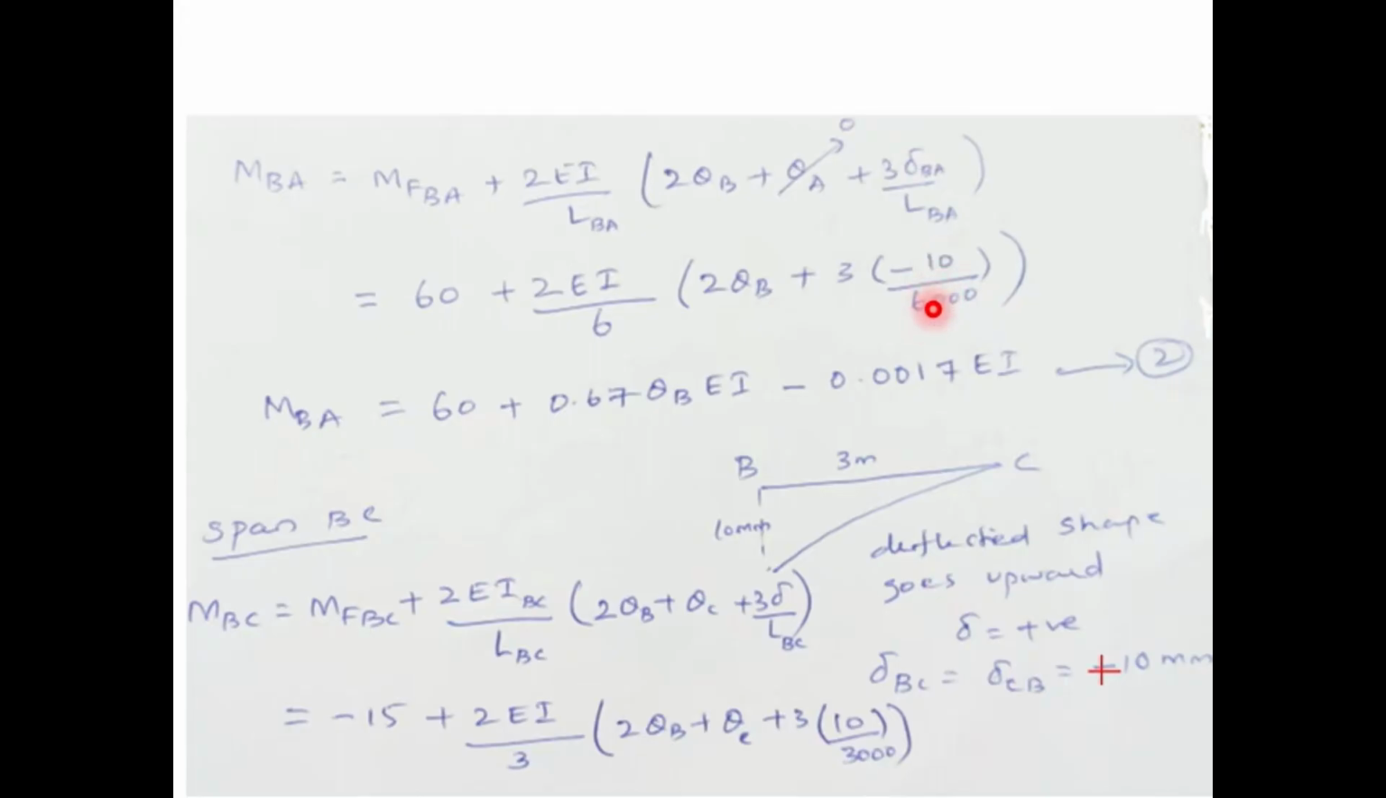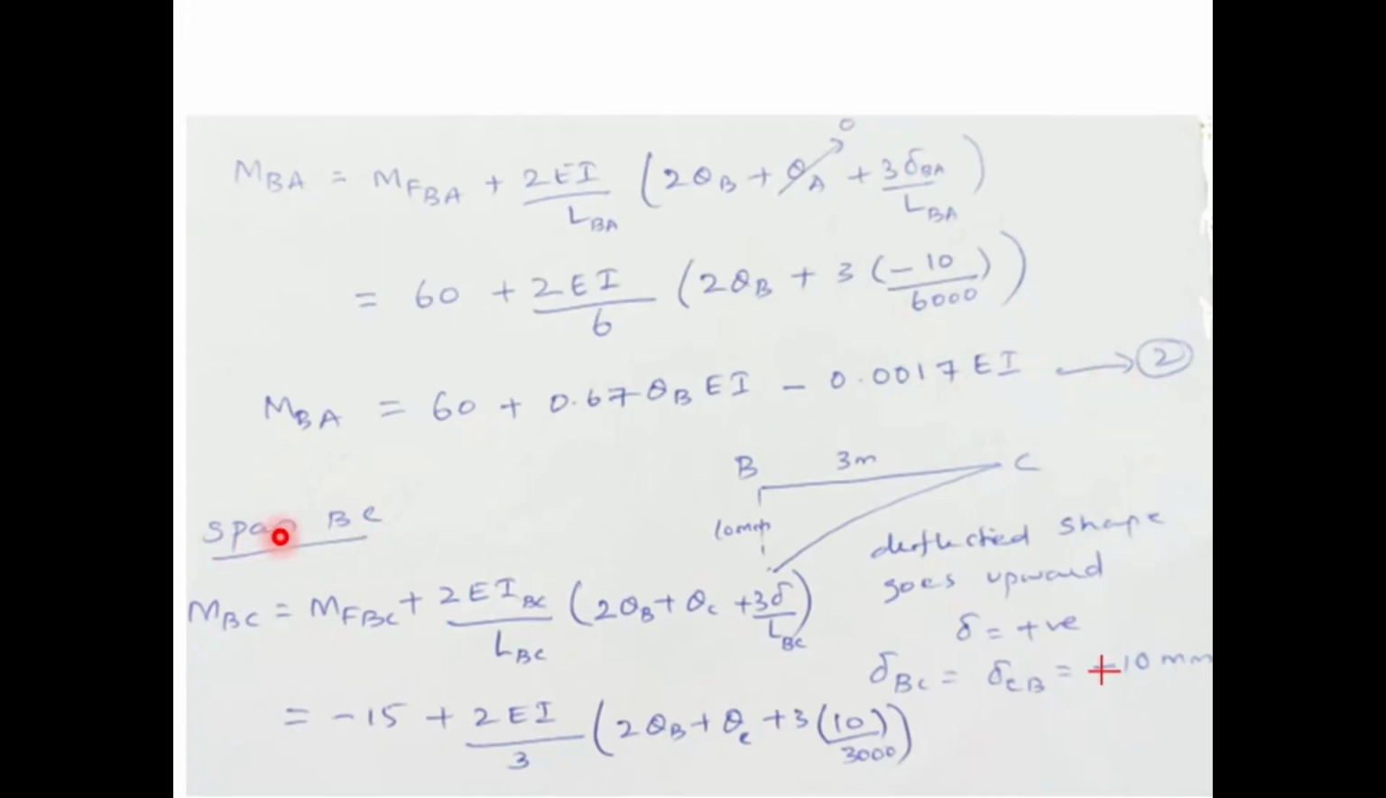And for L, here you have to substitute 6,000, that is 6 meters, same as the DA member; AB is the same, 6 meters. 6 meters is equal to 6,000 mm. The numerator is 10 mm, the denominator is 6,000 mm. By simplifying this, we'll get the second equation: MBA is equal to 60 plus 0.67 EI theta B minus 0.0017 EI. This is your second equation.